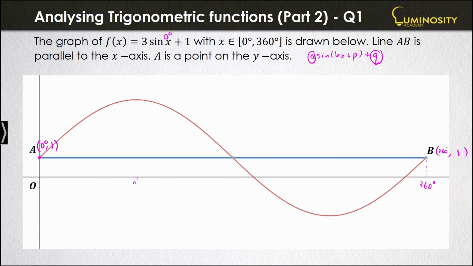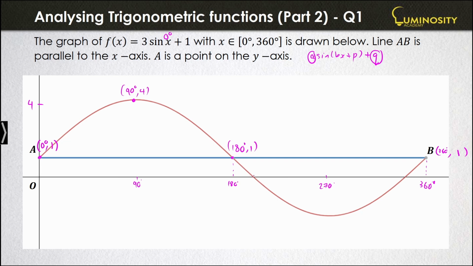Any other information we can plot on here? Let's check if we can find the turning points as well, to see if they are at the coordinates we expect. If I plug in 90 degrees, sine of 90 degrees is 1, times 3 is 3, plus 1 is 4. So we have a maximum value there of (90 degrees, 4). Then if I plug in 180 degrees, sine of 180 degrees is 0, and 0 times 3 is 0, and 0 plus 1 is just 1. So it actually intersects with the line AB as well. That point is at 180 degrees, and the y value is 1.